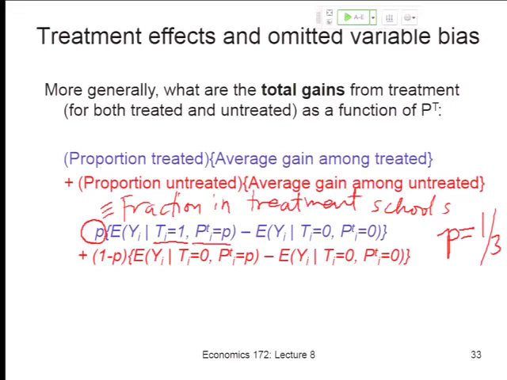Minus, what is this second term here? This is pure control. T equals 0, pt equals 0. So this is the treatment effect of me being in a treatment school surrounded by fraction p of other treatment schools relative to pure control. That's the average effect for the treatment schools.